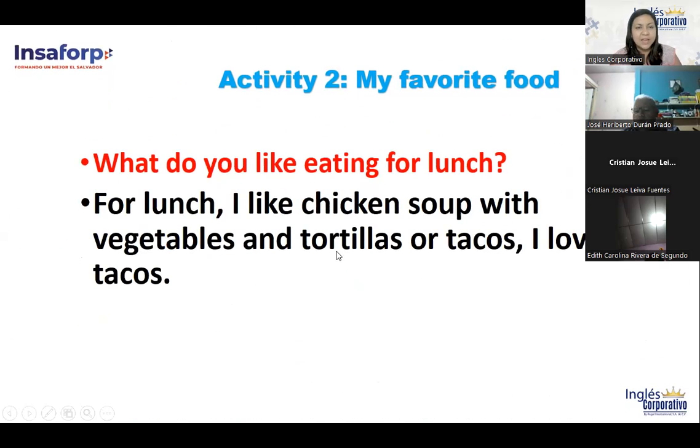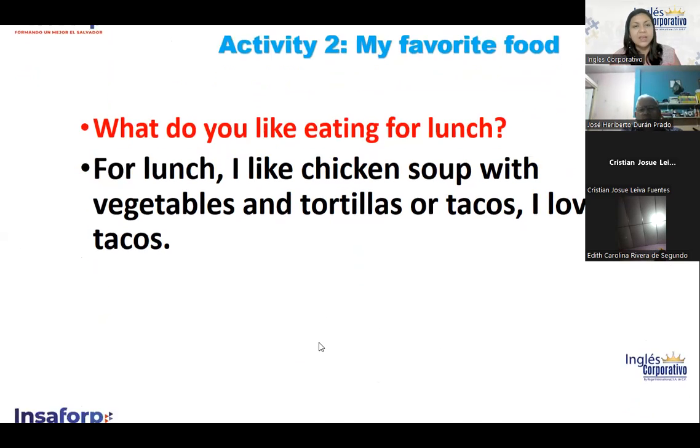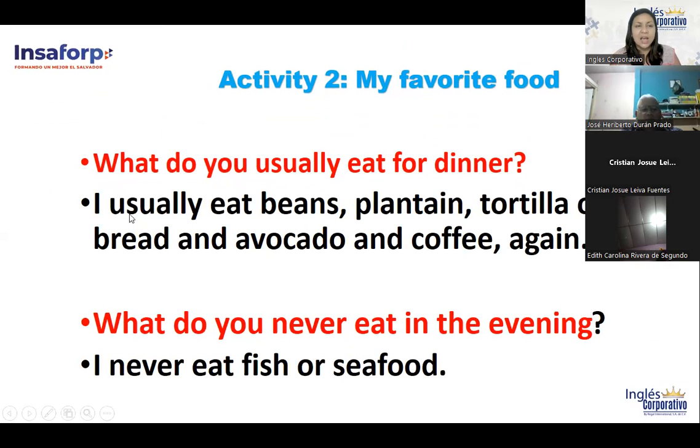That is for breakfast. Now, the other question is, what do you like eating for lunch? For lunch, I like chicken with vegetables and tortillas or tacos because I love tacos. That's an example. And the last question, what do you usually eat for dinner? I usually eat beans, plantain, tortilla or bread, and avocado and coffee again. That's just an example. Or you can say egg, tea or milk or chocolate, etc. What do you never eat in the evening? I never eat fish or seafood in the evening. I never eat fish soup, for example. I think it's not good for my stomach in the evening.